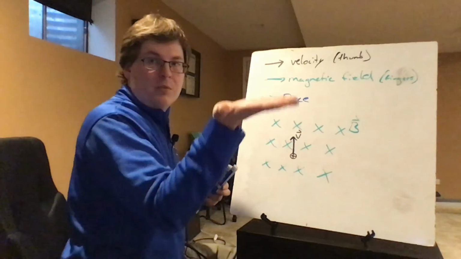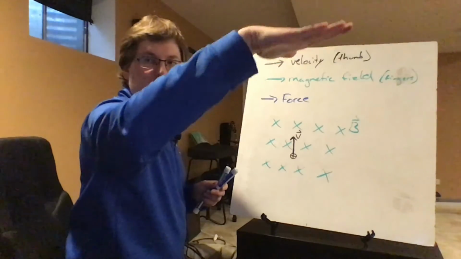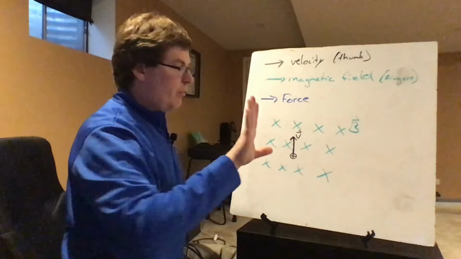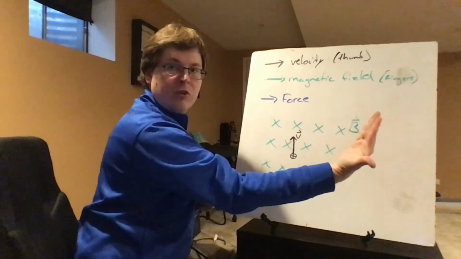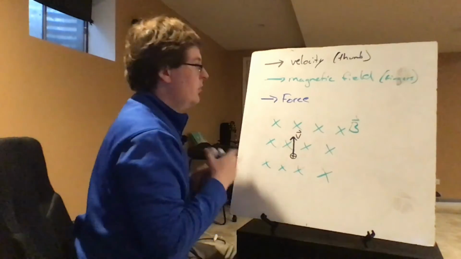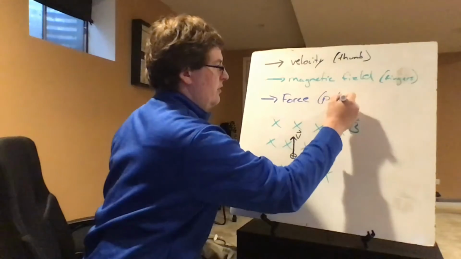So right now my palm is pointing straight up to the roof. Right now my palm is pointing straight down. Right now my palm is pointing straight to the right, or straight to the left. So that's the direction that my palm points in.